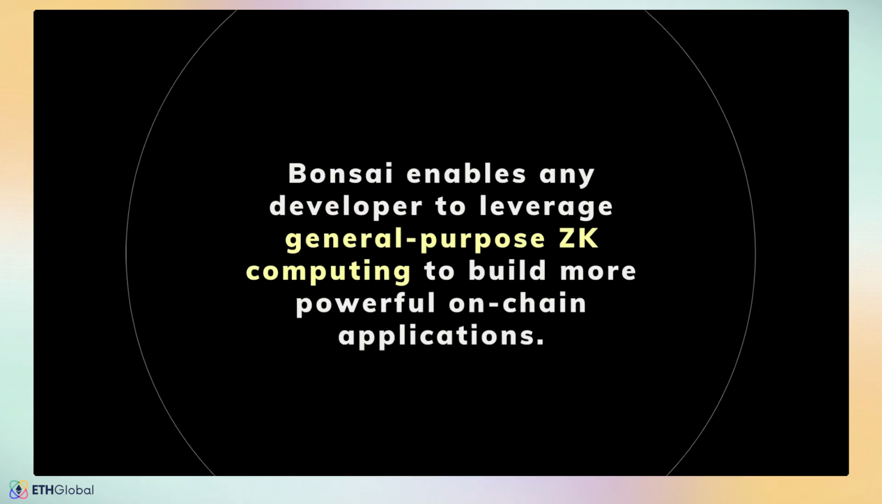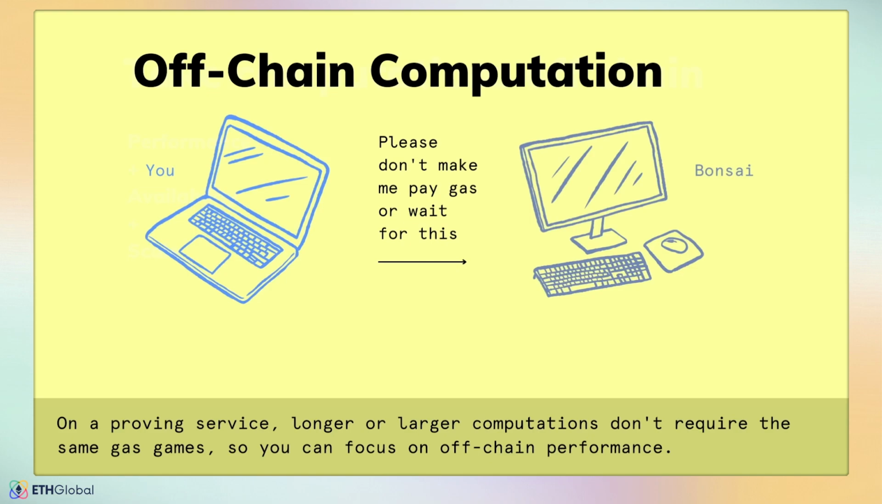So we're going to let you build better on-chain applications because you can use general-purpose ZK computing to take care of the off-chain bits that you don't want to have to run through the EVM. And I'm going to break down just a little bit the benefits of this. So the first one is obvious, off-chain computation, right? Everybody likes paying less for computations executed outside the EVM.